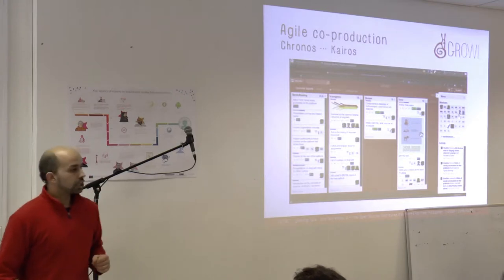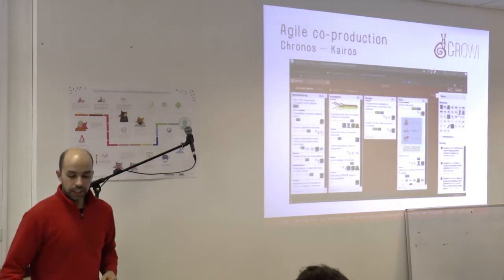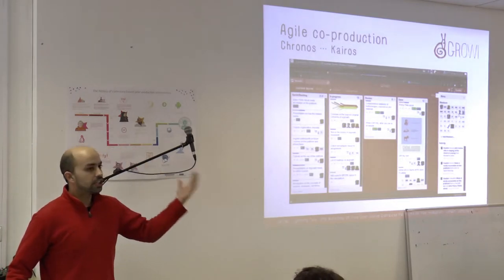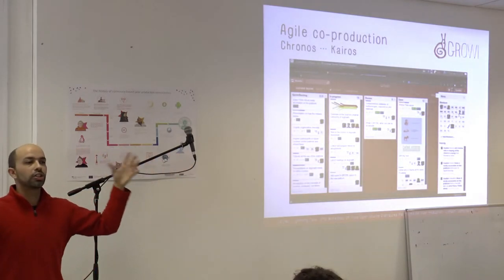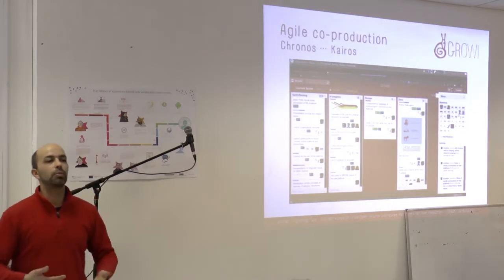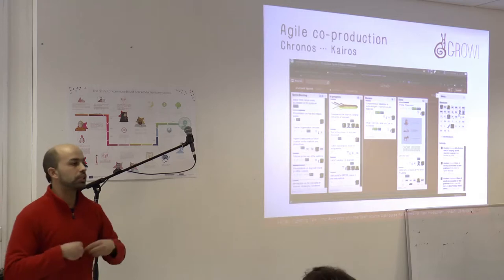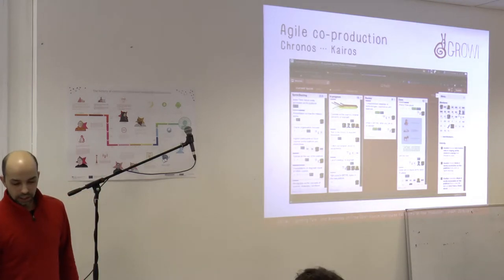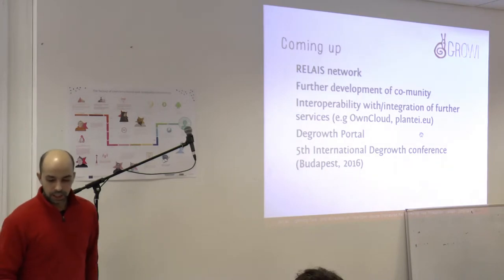We use agile co-production of materials, so we run scrum sprints, and this helps us to deal with Kronos and Kairos and with closure and openness of the teams. So at any moment in each sprint, we can build new teams that are starting to develop or continuing to develop certain modules.